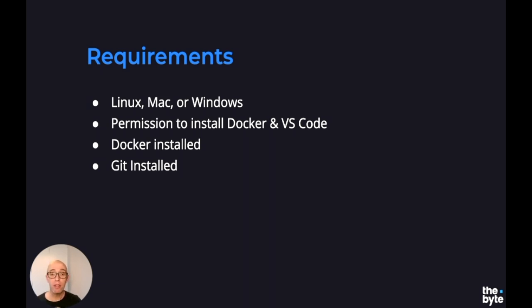And first, you need an operating system: Linux, Mac, or Windows. Any of these three will work on your machine. The next, and probably the most critical of all the requirements, is you also need permission to install Docker and Visual Studio Code. I'm going to provide all the links down below, so be sure to check out the links for your particular operating system, how to install Docker, how to install Visual Studio Code.